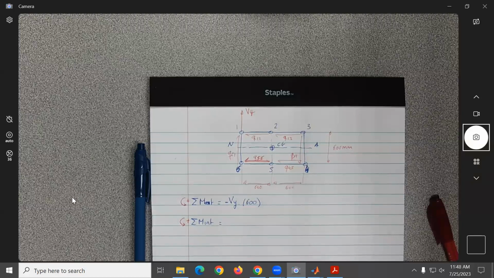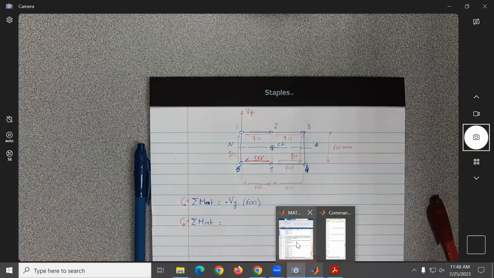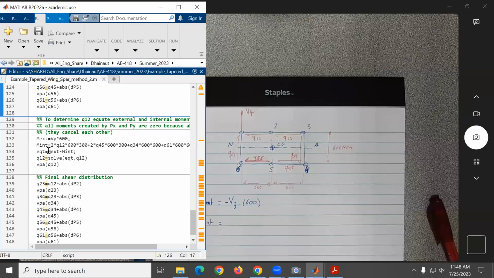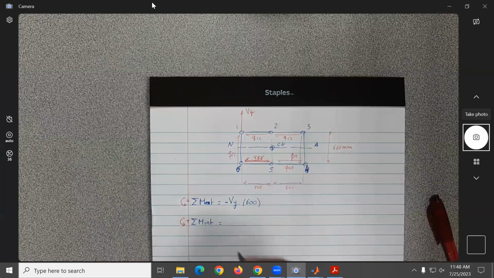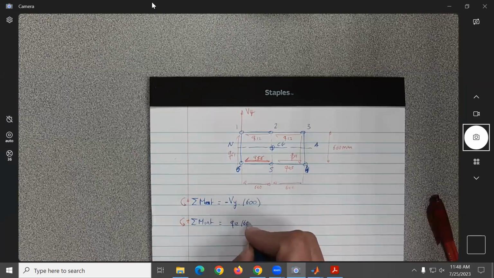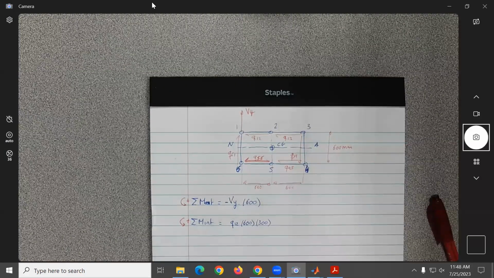And I mean, let's see what I have here on the code so you can check, but what should we have? We should have each one of them. So Q12, you do top and bottom, so Q56 will be the same as Q12. It will be this one times this distance times half of this one, so 600 times. Okay, so Q12 times 600 will be the force, and the arm will be 300.